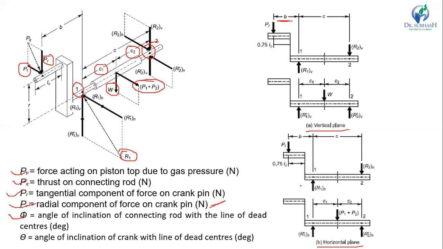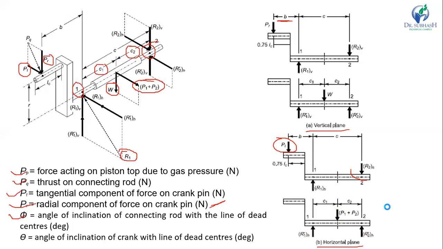Similarly, in the horizontal plane, you can see R1H, and here it is R2H. You can see here R2H, and this load is PR. Similarly here this load is P1 plus P2 and R1 dash H, R2 dash H. So these are the different reactions in different positions.